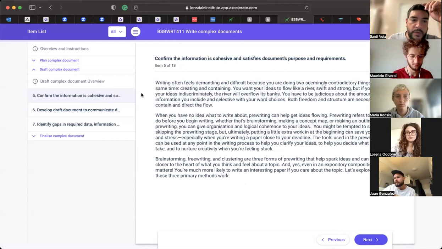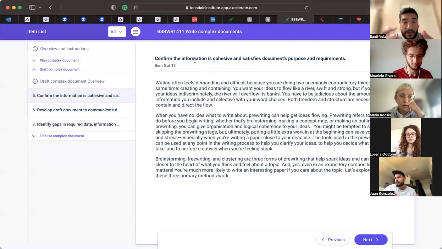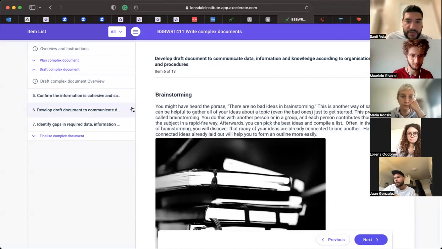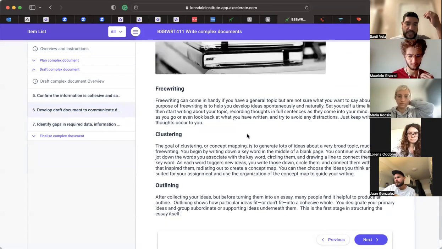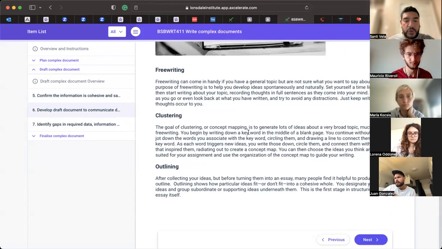All right. So first, we need to confirm the information is cohesive, so it's connected. Obviously, the key ideas need to be connected, as we just did before. Then we need to draft the document. We did brainstorming. We did free writing. We did clustering. We did outlining. All of these are techniques for you to develop those 3 keywords or 3 key ideas.